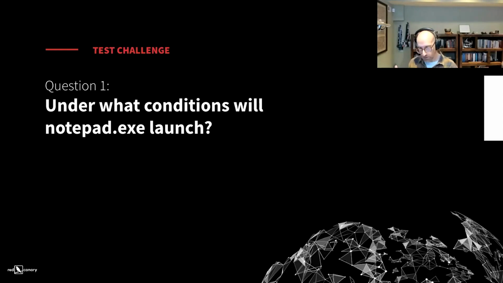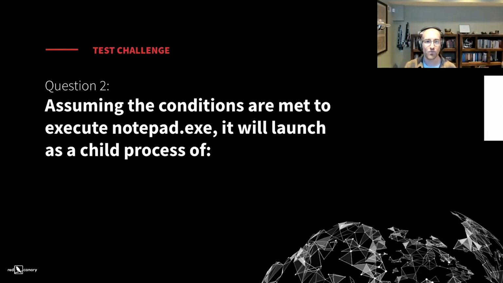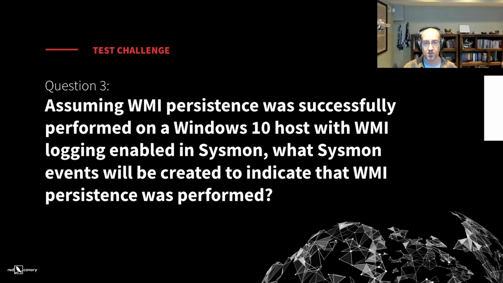So in this case, the WMI persistence, what it actually executes when it triggers, is benign and just launches notepad.exe. So we'll discuss those conditions under which that launches. Next, assuming the conditions are met to actually launch notepad.exe, what will it launch as a child process of? Next, assuming that WMI persistence was successful and that we got our Sysmon logging configured properly, what Sysmon related events will be created that would indicate that WMI persistence was actually performed?